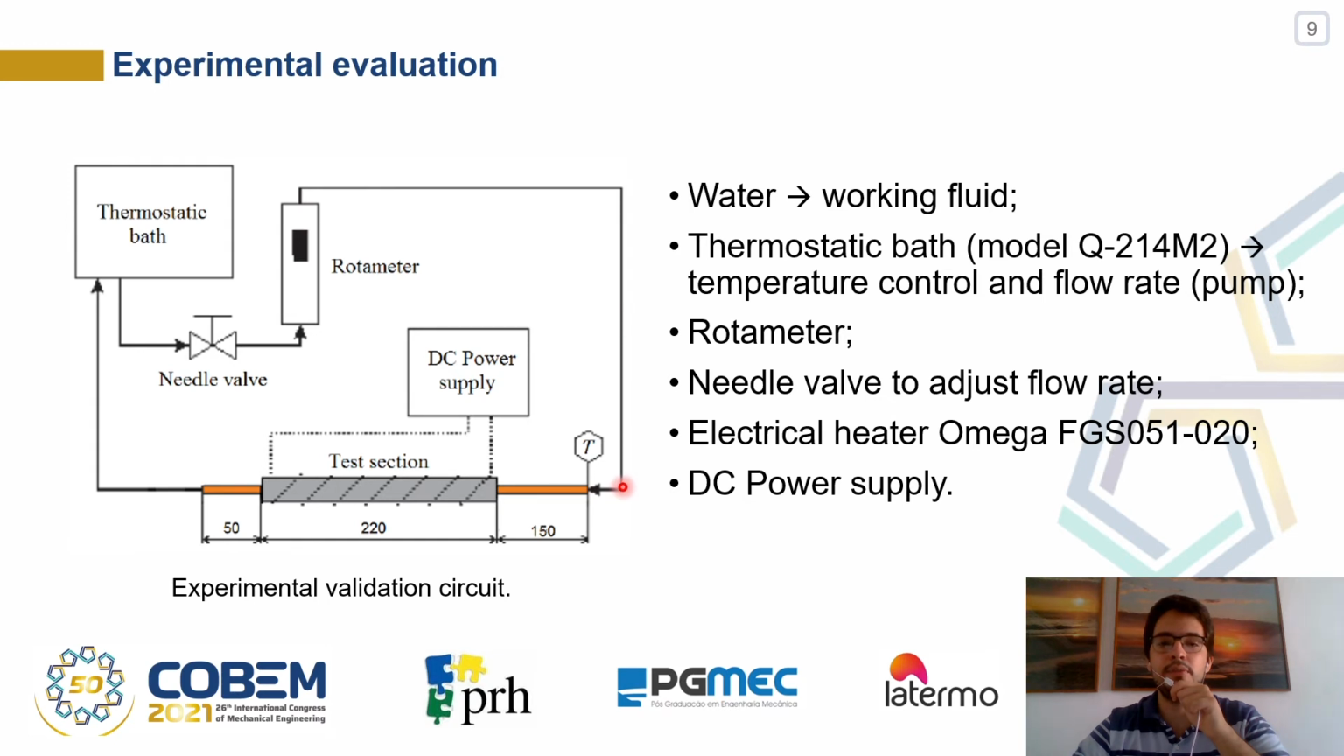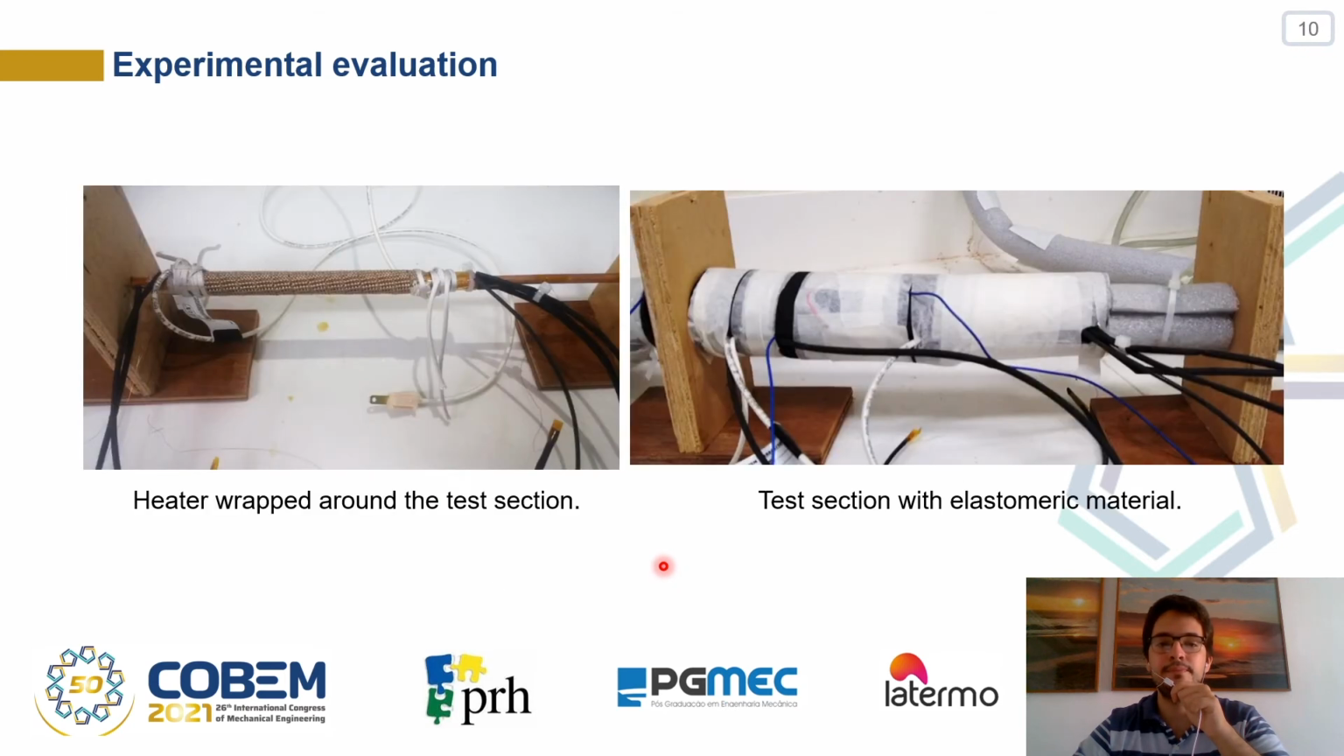Then, the flow was directed to the test section, where it was heated by the electrical heater, and finally returns to the thermostatic bath. The complete circuit was thermally insulated using elastomeric foam. In this experimental validation, only single-phase flow and steady-state conditions were evaluated.